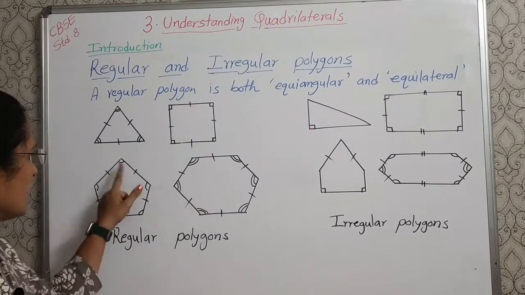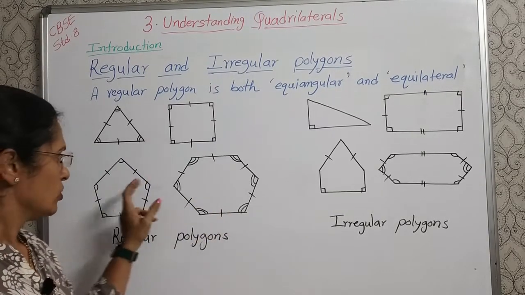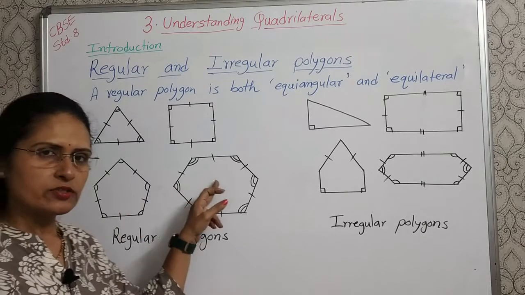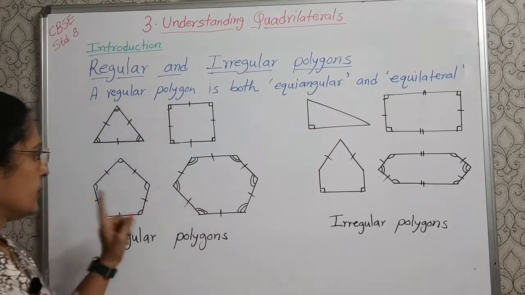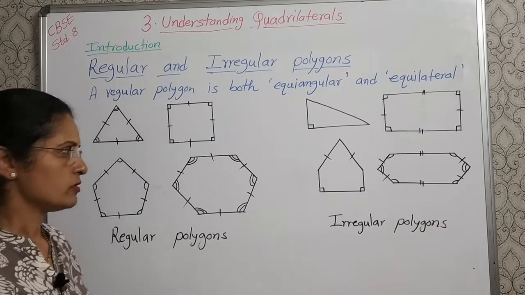Same here, the angles are equal and sides are also equal. So these figures are also equiangular as well as equilateral, and therefore these are also examples of regular polygons.